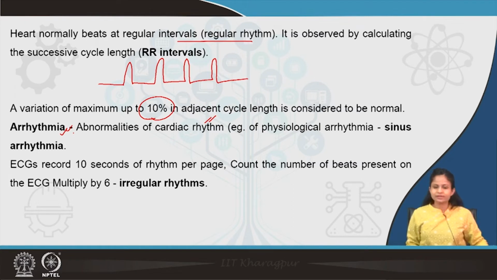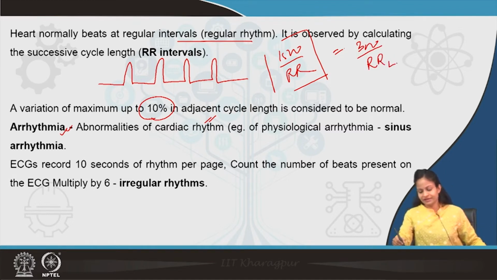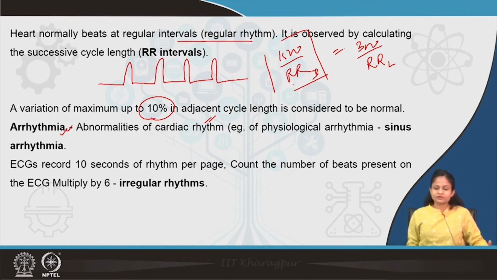So, we have calculated the heart rate whenever the rhythm is regular, that is 1500 divided by the number of small boxes in the RR interval. Just remember this so that you do not get confused: in case of large boxes, you calculate by RR large boxes. So, L is for large boxes and I is for the small boxes. So, 1500 by the number of small boxes present in the RR interval gives the heart rate.